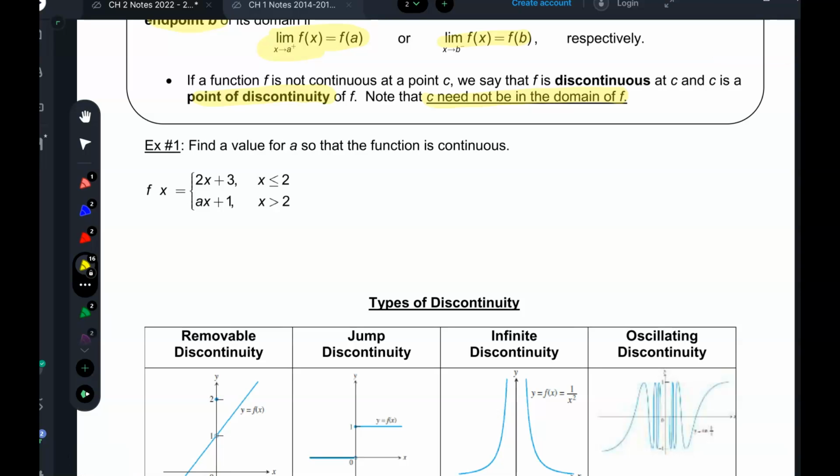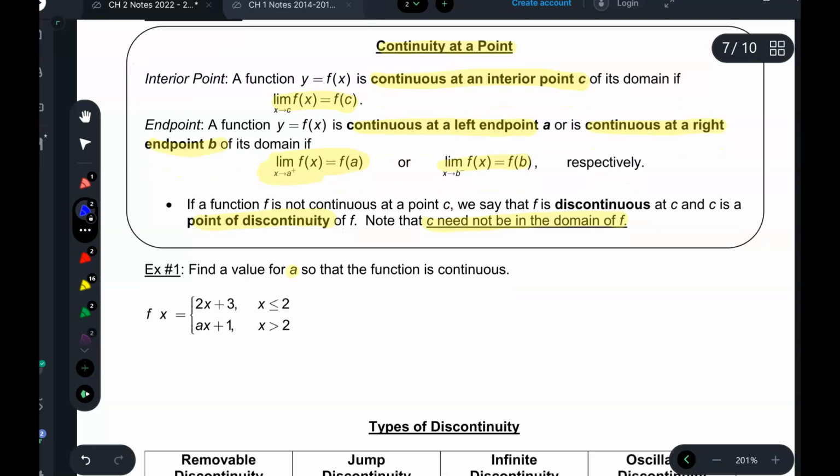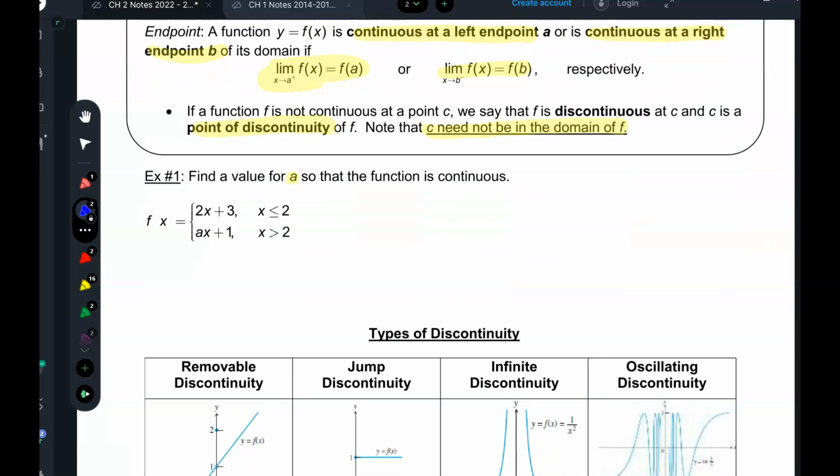All right. Let's find for this piecewise function a value for a so that the function is continuous. Okay, so if we were going to do this on a free response question, going back to the definition, what do we need to show? Yeah, right. They meet from the left and the right, and the actual value is going to be the same. So let's show that. So what are we going to do?